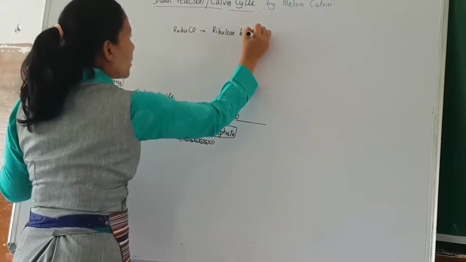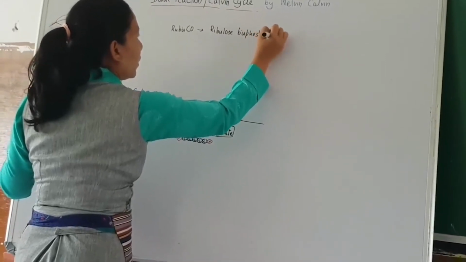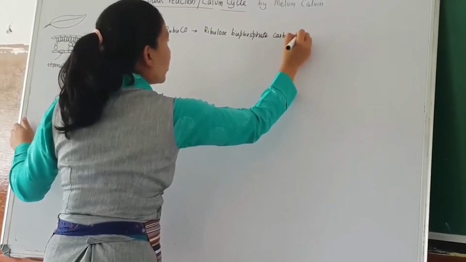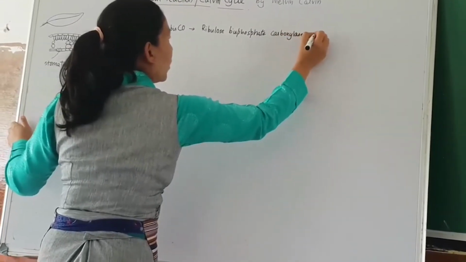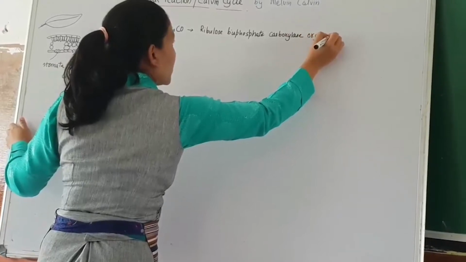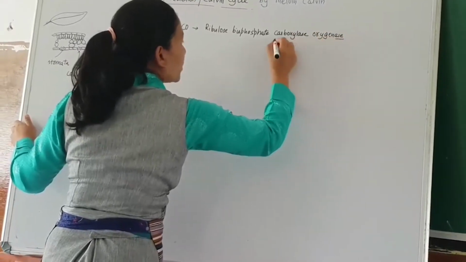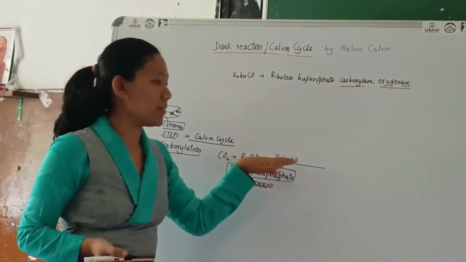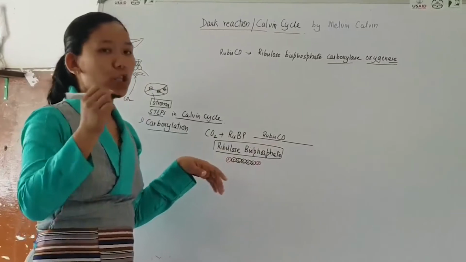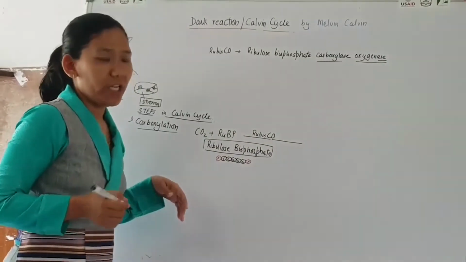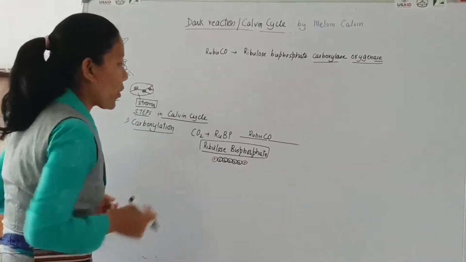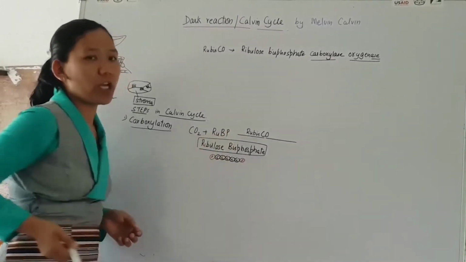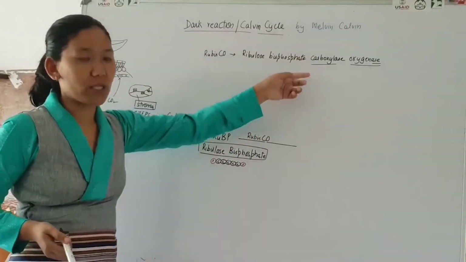Ribulose bisphosphate carboxylase oxygenase. So again, you can just focus here on carboxylase and oxygenase. This is an enzyme which can fix both carbon dioxide and oxygen depending upon the situation. Right now we are going to talk about the fixation of carbon dioxide, so that means Rubisco here acts as carboxylase.